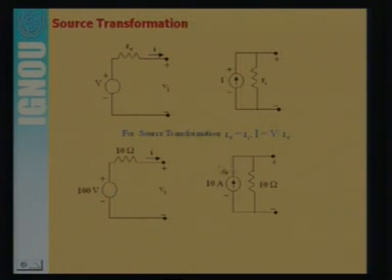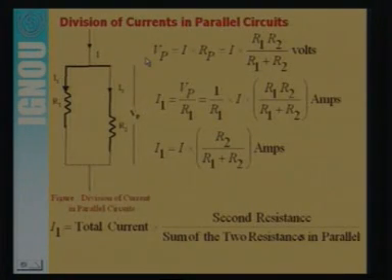So this is the source transformation technique, which we use very often when we solve circuit problems. Now one of the very basic things is the division of currents in a parallel circuit. Basically you should know the shortcut formula for this. Suppose the current is flowing and dividing into two parts, R1 and R2. What will be the value of the current through the first resistance and through the second resistance? You should know the shortcut technique.